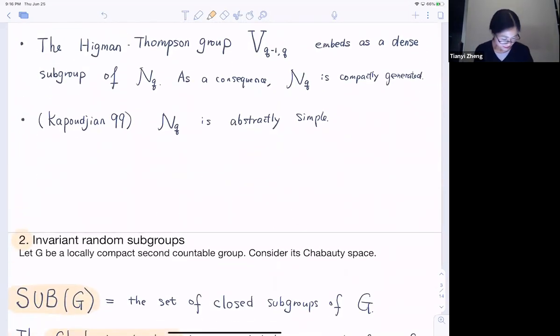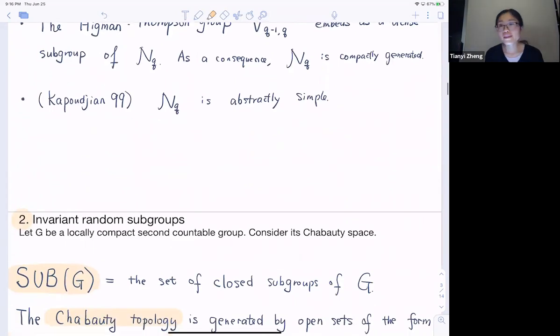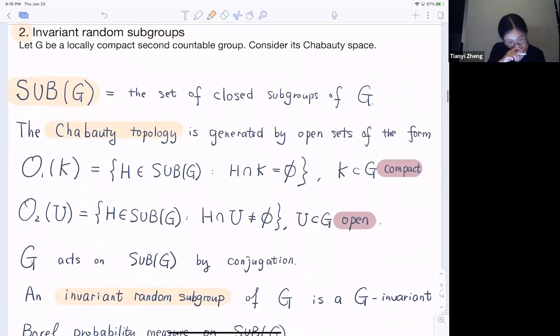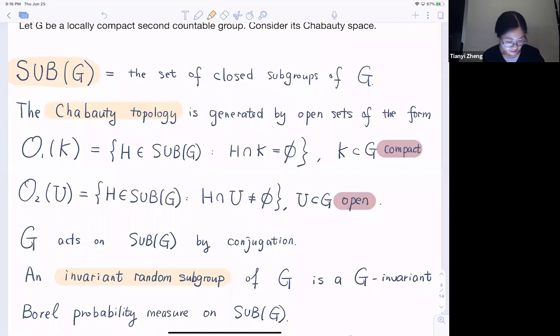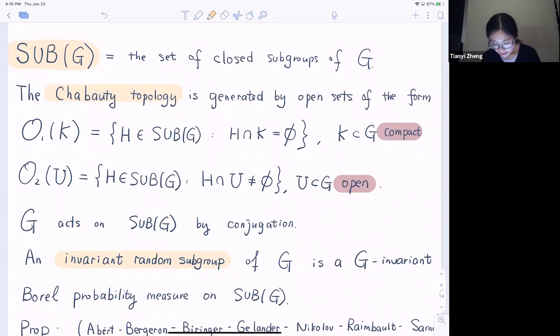Next, let's quickly recall some basic things about invariant random subgroups. Let G be a locally compact second countable group. With such a group, you can consider its Chabauty space. Here the set is denoted Sub(G), meaning the closed subgroups of G. We only consider closed subgroups here. The topology is generated by this subbasis. These two kinds of sets are open: sets of subgroups that avoid a given compact set, and also sets of subgroups that intersect a given open set.